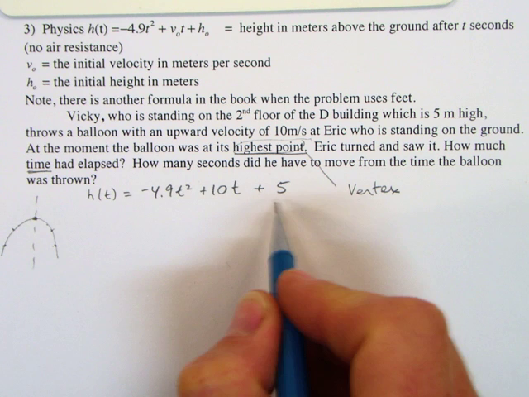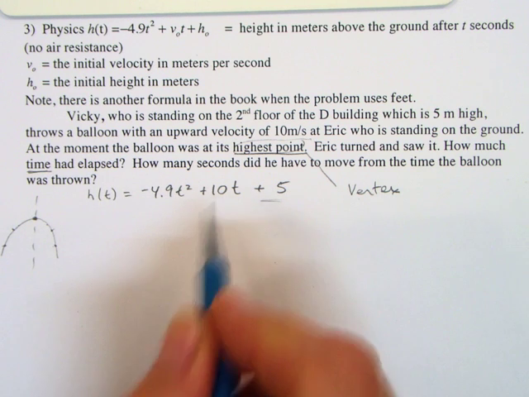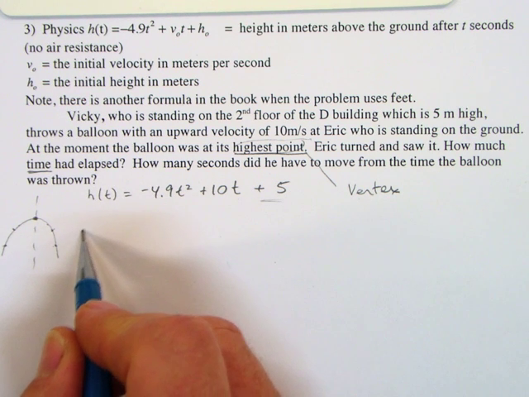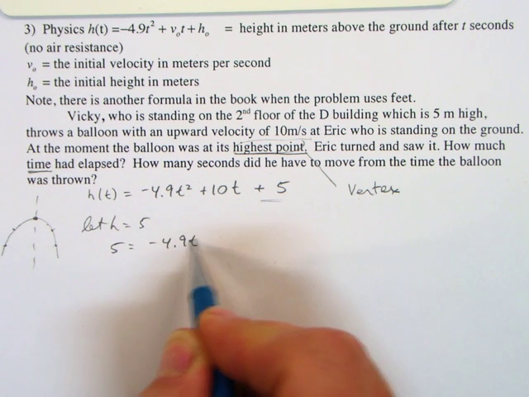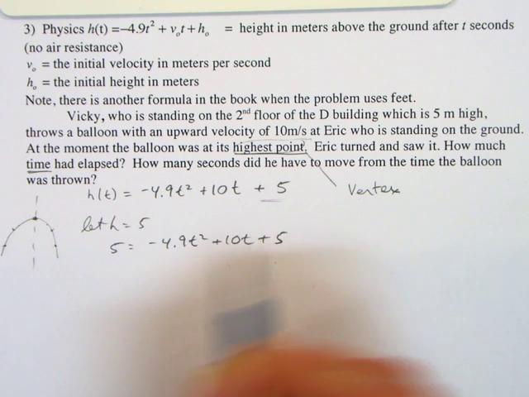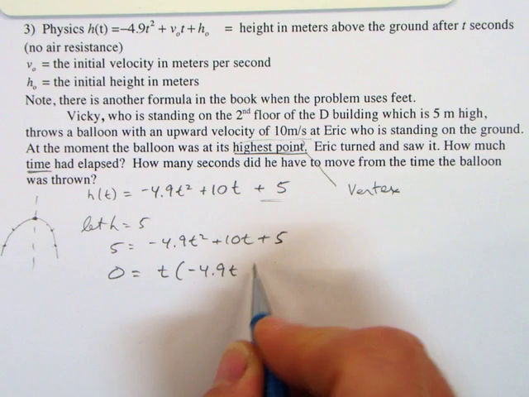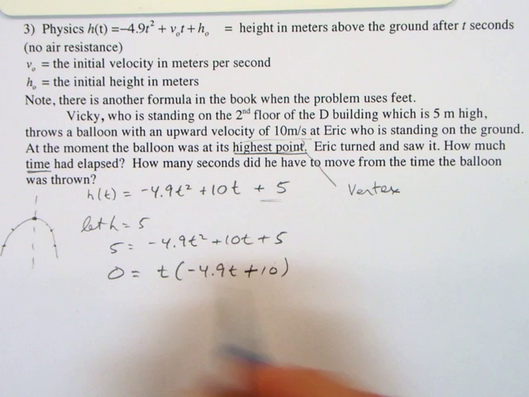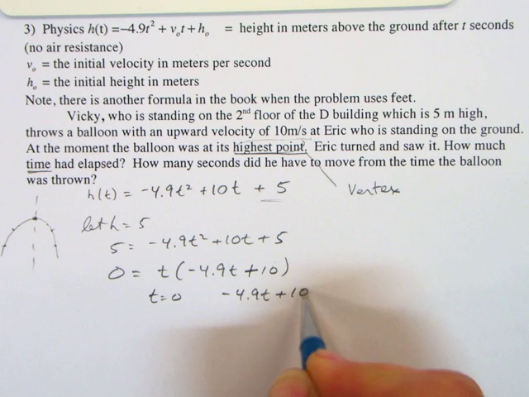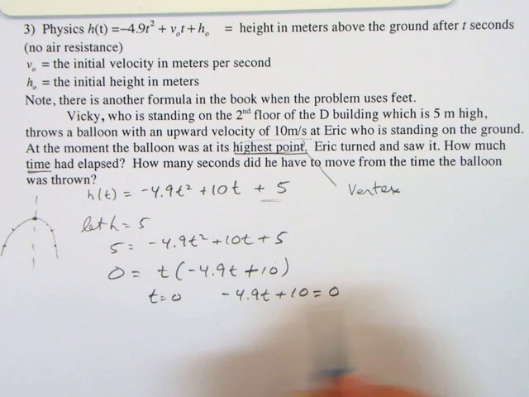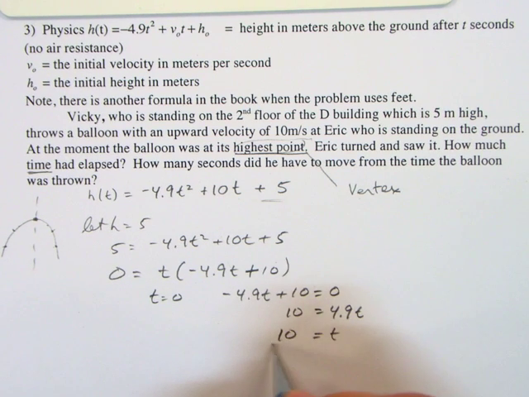The easiest one to do is when it is the y-intercept, because then that number goes away and we're going to be left with a common factor of t. So we'll say let h equal 5. So 5 equals negative 4.9 t squared plus 10t plus 5. We'll get a 0. Now we can factor out a t. Set each one equal to 0. So we get 4.9t equals 10, or t equals 10 divided by 4.9.